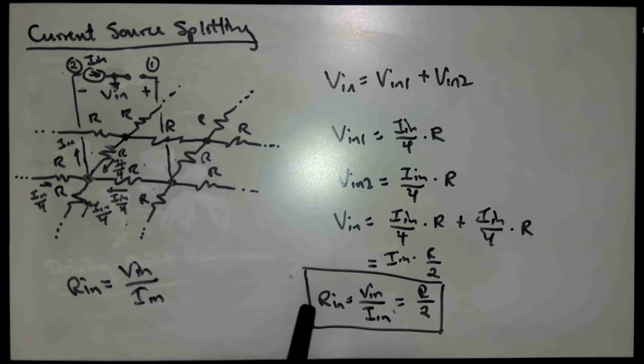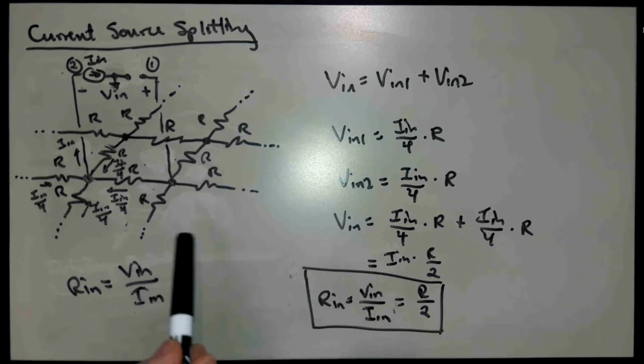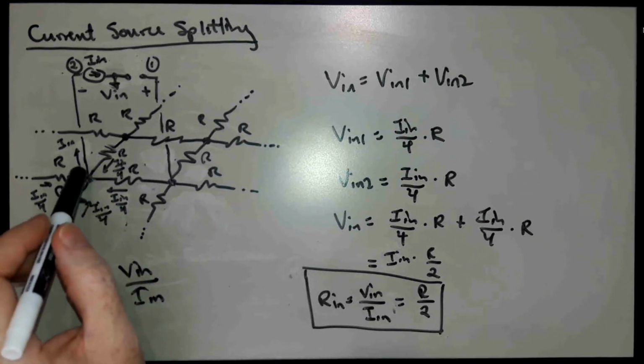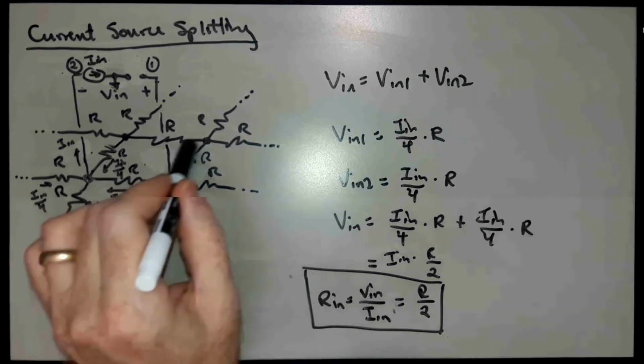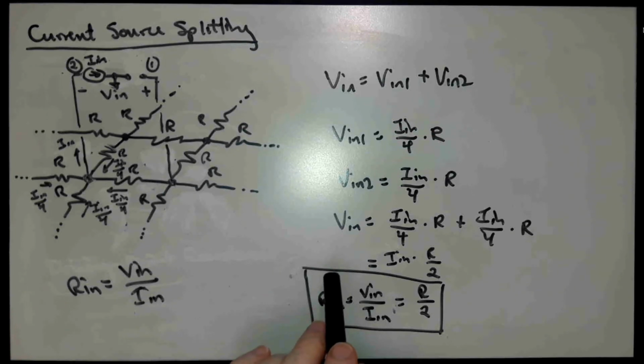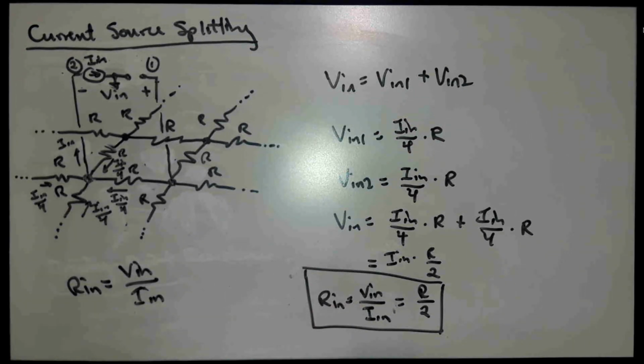Now, you may have seen a problem like this, and if you change this problem slightly, where let's say you want to know the voltage across a diagonal between two nodes, then it's not quite so easy. There are ways of solving that, but this particular trick doesn't work nearly as well. I'll leave you to ponder that if you care to. So that's an example of current source splitting and superposition.